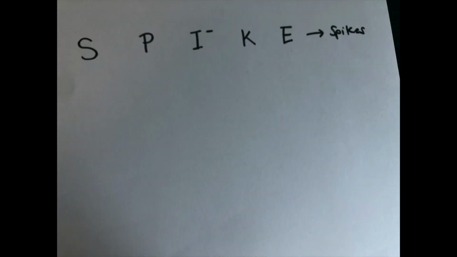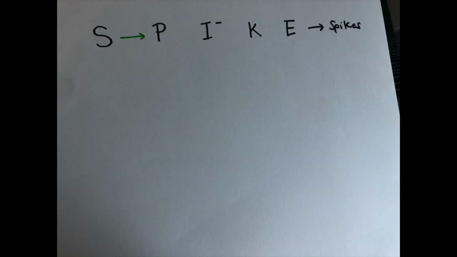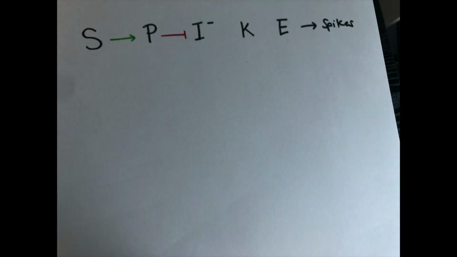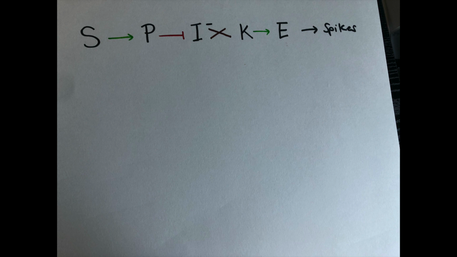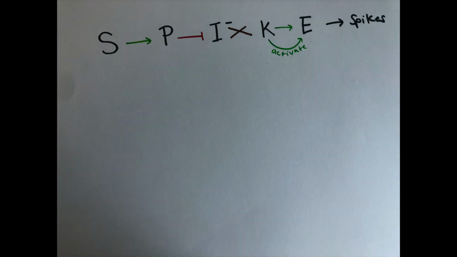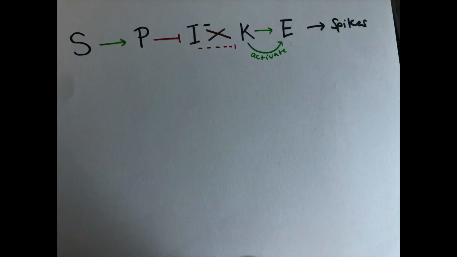Now we're looking at a network that's defective in the I gene. The S gene works just fine to promote the P gene, and the P gene works well as well. So it blocks the I gene, but the I gene is defective, so it cannot block the K gene, leaving the K gene to activate the E gene, which can make spikes. So therefore, there's nothing interfering with the K gene to promote the E gene, which makes spikes. So spikes are made.